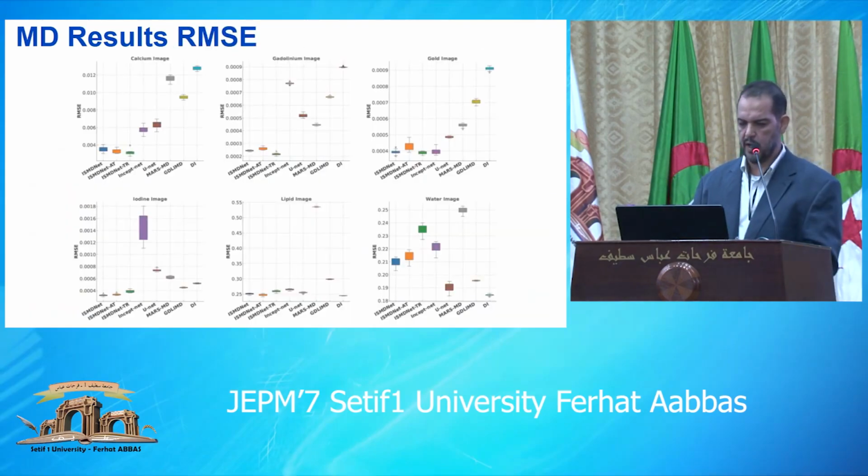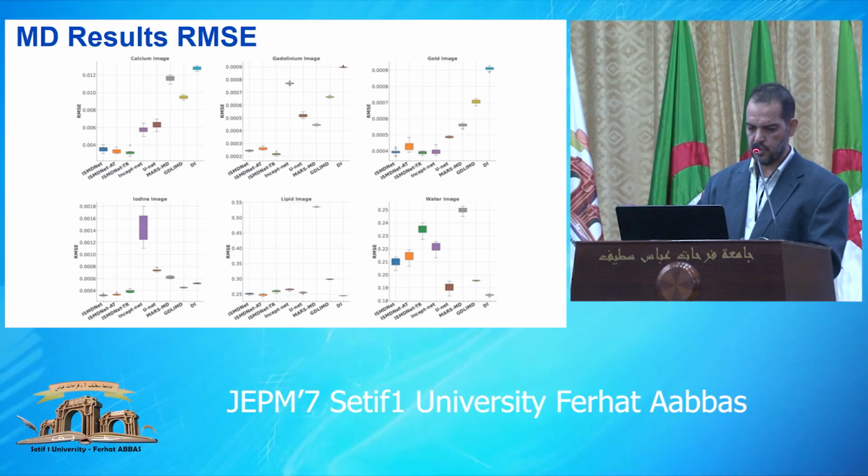So overall, this is the root mean square error for the different methods. We have about 8 methods. For calcium, for example, you can see that the 3 variants, the ISMD net with attention and with the transformer, obtain much lower root mean square error than the other methods. Same thing for gadolinium. Same thing for gold. Okay, for iodine it outperforms the other methods.